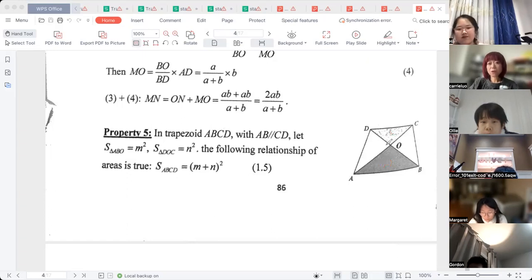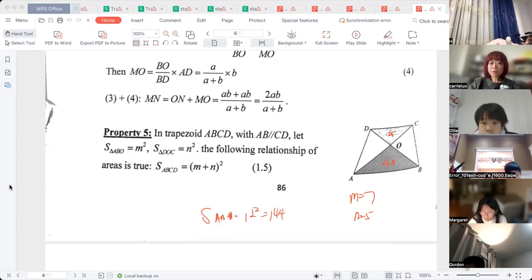For instance, I'm telling you, the area of AOB is 49. Okay, the area of COD is 25. So what is the area of ABCD? It's very easy. You just do M equals 7 and N equals 5. So that's why S of ABCD equals 12 squared equals 144. Get it, everybody? Okay, please copy this down yourself. Property 5.